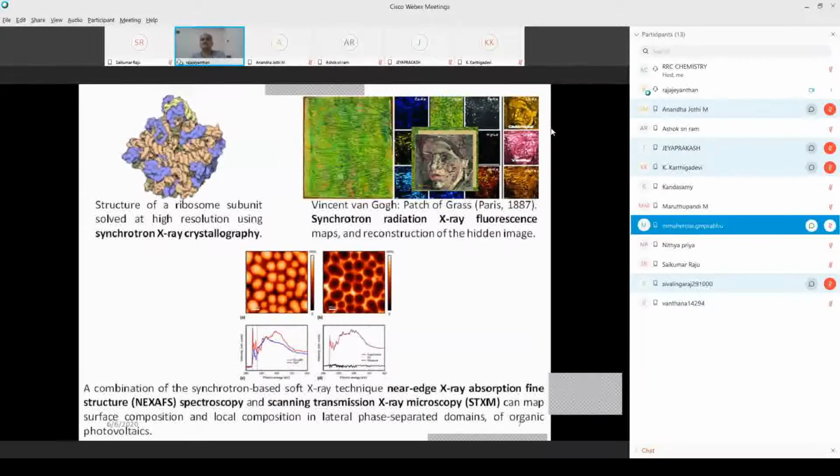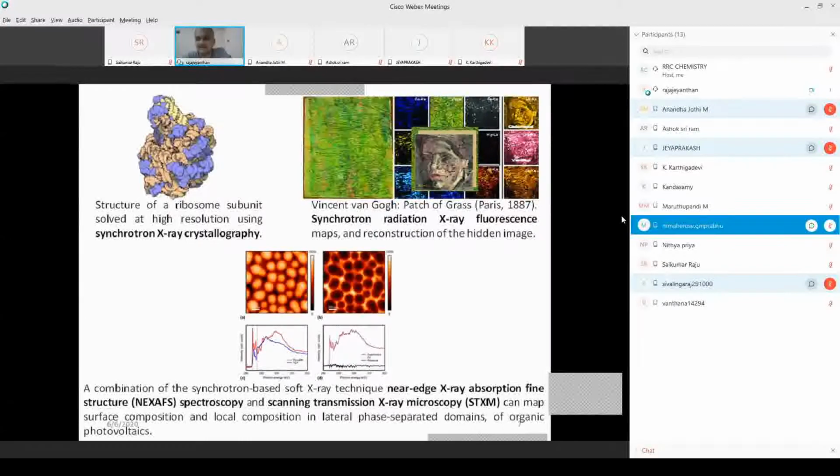See, this technique was used to analyze a painting of Vincent van Gogh, who is a very famous painter. The painting name was Patch of Grass. On analyzing this painting, to our surprise, there was a portrait of a woman behind this painting. So this concludes that Vincent van Gogh lived in poverty and did not have enough money to buy new canvases. So he was using the canvases of a previous painting to paint a new painting. Okay, this kind of historical information can also be collected by using a synchrotron.